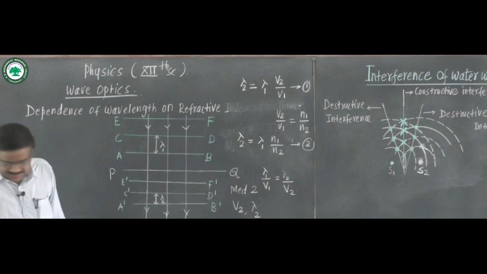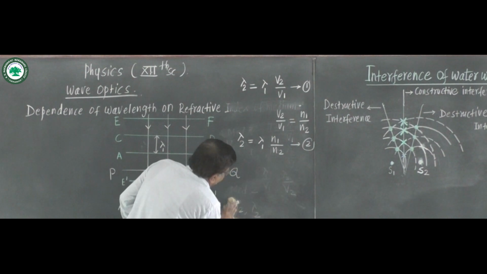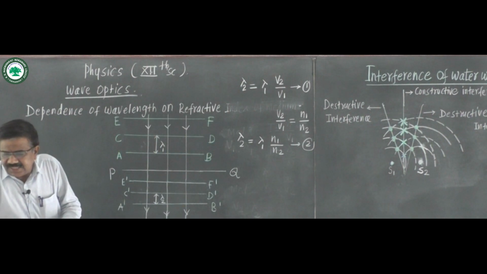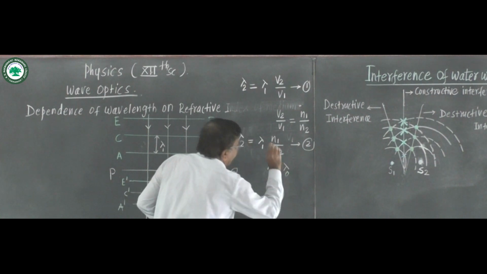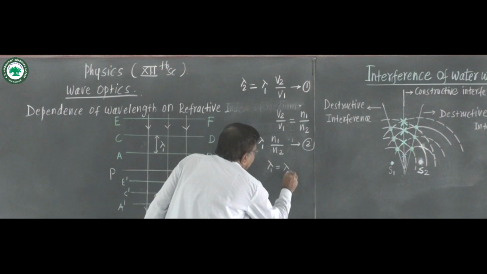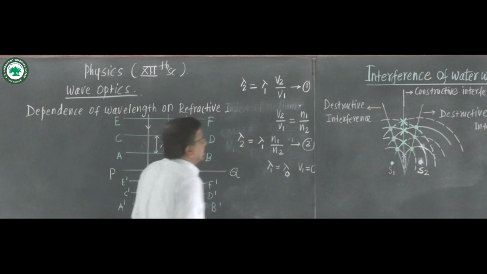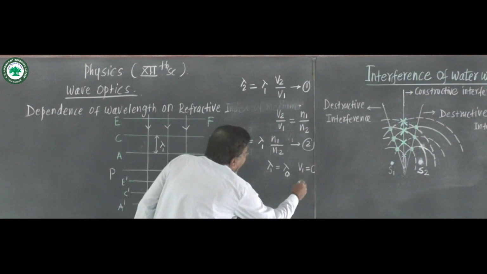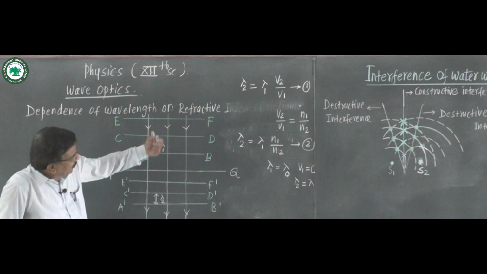Now we assume that medium 1 is vacuum. If medium 1 is vacuum, lambda 1 is equal to lambda 0, v1 is equal to c, that is the speed of light, and lambda 2 is equal to lambda. If we consider these notations, our equation becomes as follows.